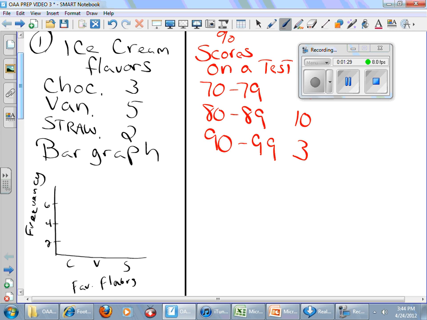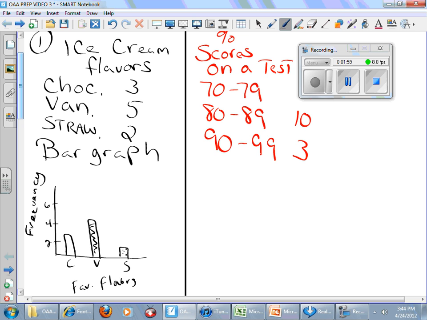And then I make my bars. The chocolate bar is going to have to go up to 3, like that. The vanilla bar will go all the way up to 5. They should be about the same width because the width of the bar isn't showing anything. And then the strawberry bar will go up to 2. Now what some people do is they might shade some of the bars differently, leave one blank, etc. It's not required. Please, on your answer document, do not use any color on the OAA. Okay, so that is a bar graph.